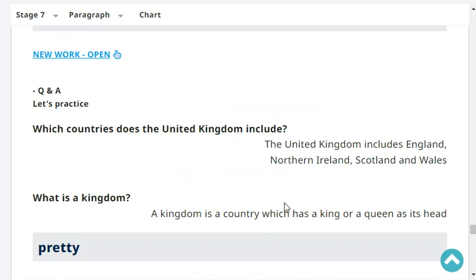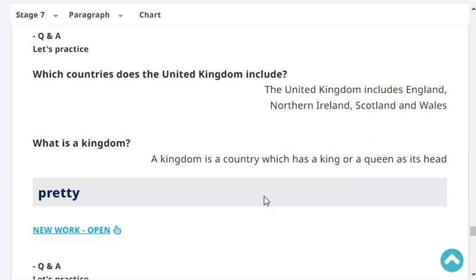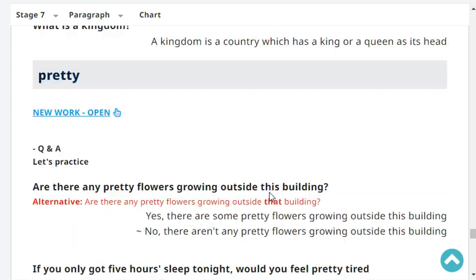Okay, which countries does the United Kingdom include? The United Kingdom includes England, Northern Ireland, Scotland, and Wales. What is a kingdom? A kingdom is a country which has a king or a queen as its head.